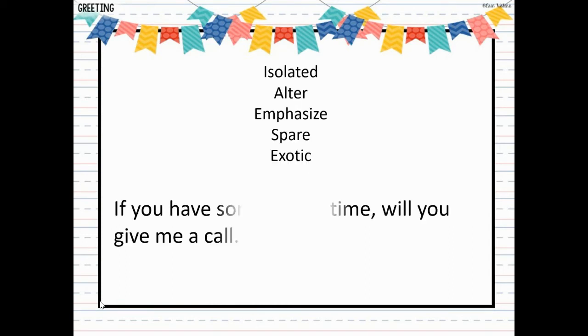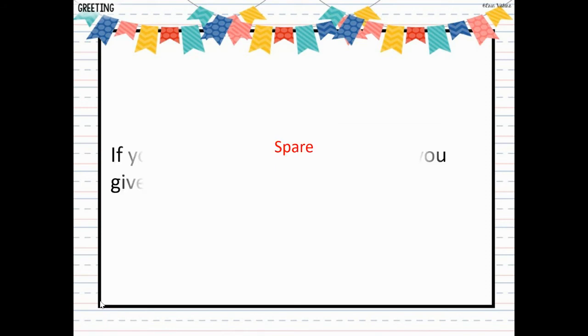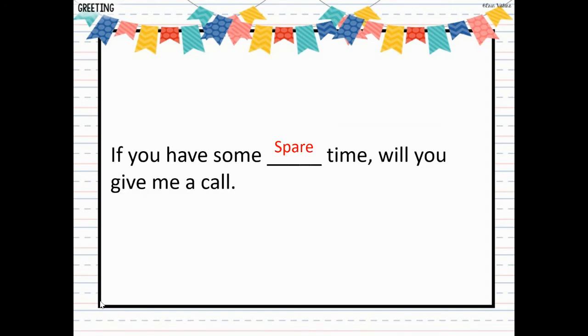Again, the same 5 words. If you have some blank time, will you give me a call? Which word should go in the blank? And that is spare. If you have some spare time, will you give me a call? Remember, spare means extra or more than what is needed. So time that you can call someone.